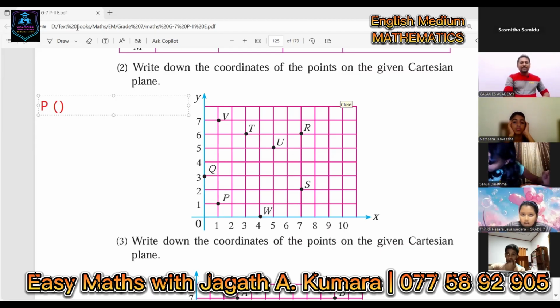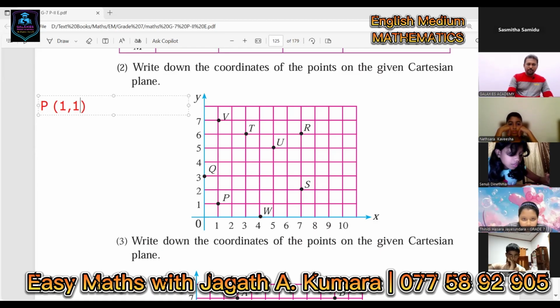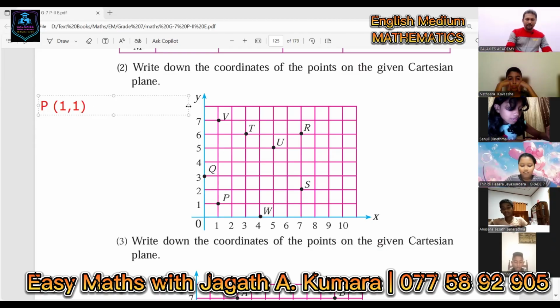Okay, you can give the answer for the P coordinates, Tasmita. How can you write the coordinates of P? It's 1, 1. Also, you can check your answers, okay? Other students, check the answers.